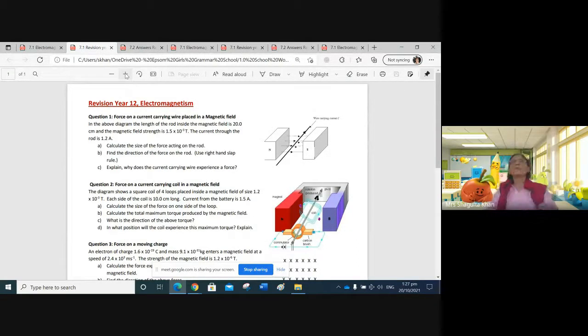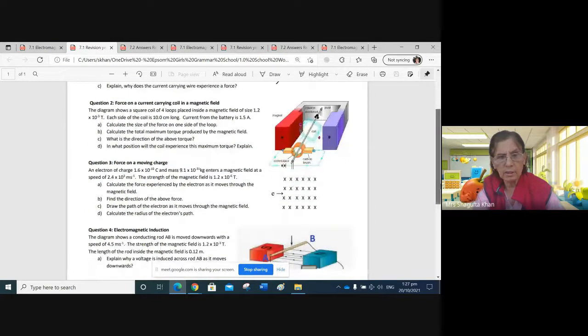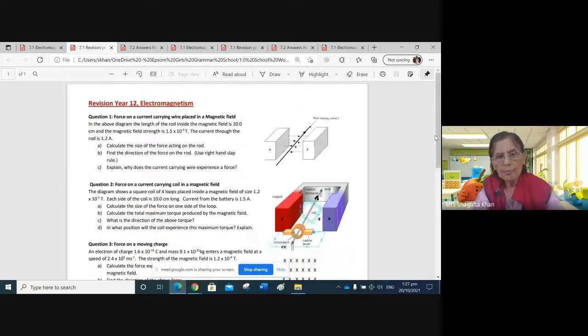Yes. Okay. So, there are four basic things that we will be looking at in today's revision of the electromagnetism topic. First is the force on a current carrying wire, and second is how that force can be used to make a motor, and third is the force on a moving charge in a magnetic field, and fourth is electromagnetic induction. So I will post this worksheet also. If you could do these four questions, we will cover everything that is required for the electromagnetism topic.